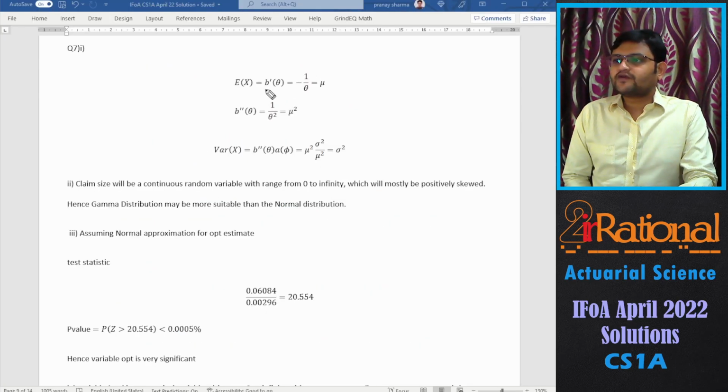So we'll say our expected value must be b dash theta and we'll differentiate to get mu. And similarly b double dash theta would be 1 by theta square, that is mu square.